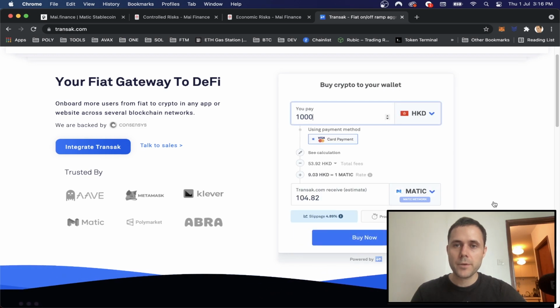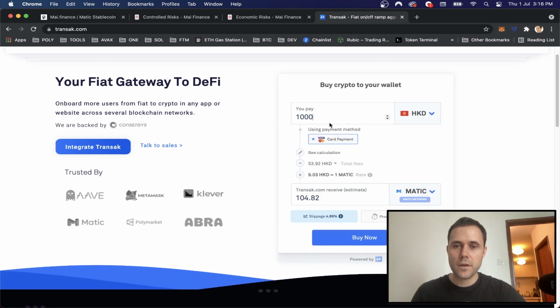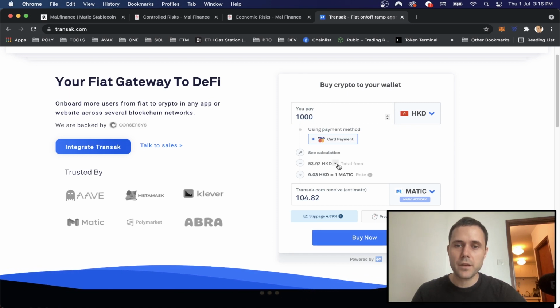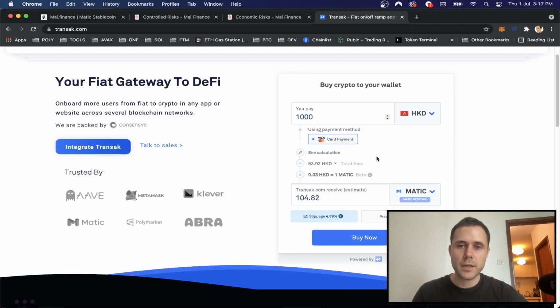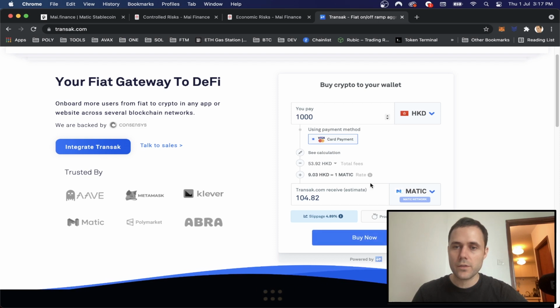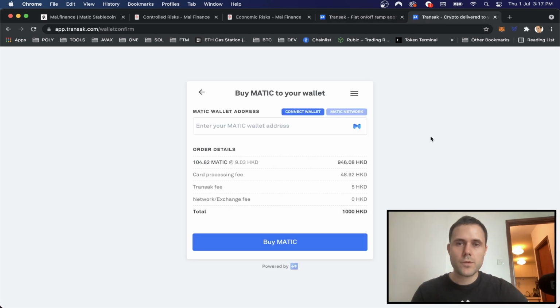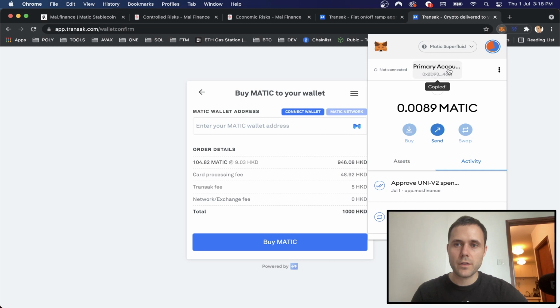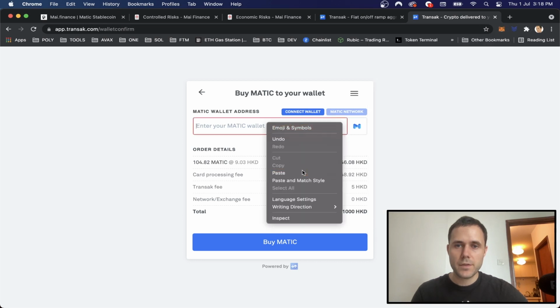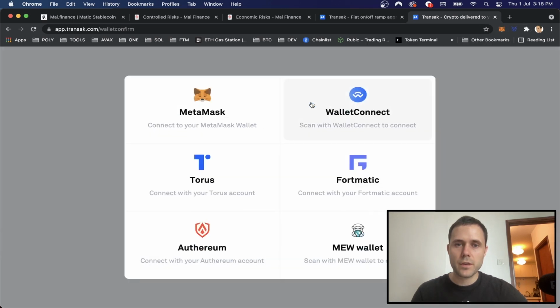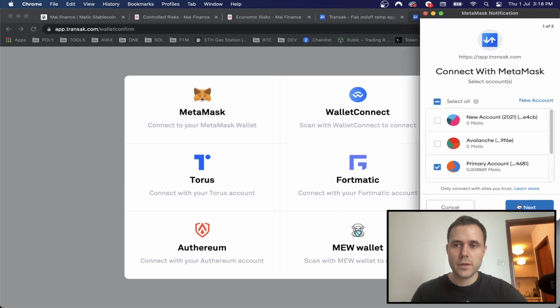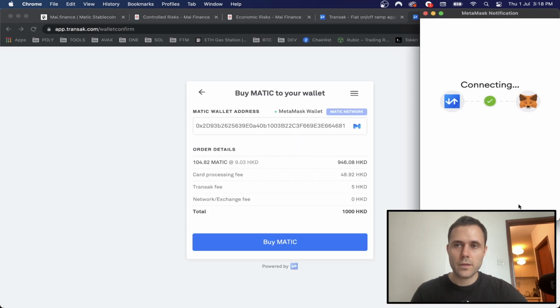We can choose Polygon, then we can just input the amount. So let's say 1,000 Hong Kong dollars, and then we'll get a fee of 50 Hong Kong dollars, which is about £5 or $6 US, something around that. Once you've gone through that screen, you can input your wallet address. It's just the same as your MetaMask address here. You can copy that here, paste it here. We also have the option to connect our wallet, so we can just connect it directly. And connect there.